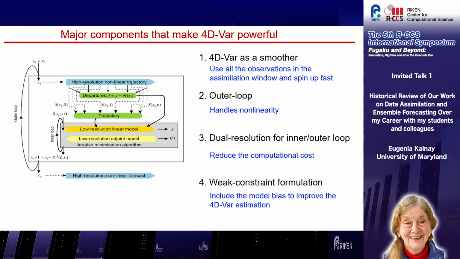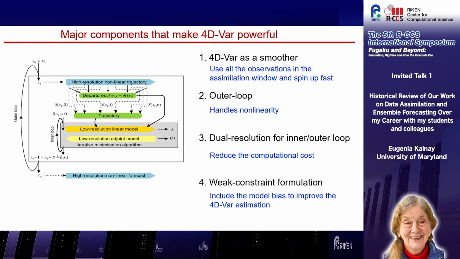At that time, the most advanced data assimilation method was 4D-Var. There are 4 components that make 4D-Var powerful, which I listed in this slide. First, as a smoother, 4D-Var can use all the observations in the assimilation window, so it spins up fast.